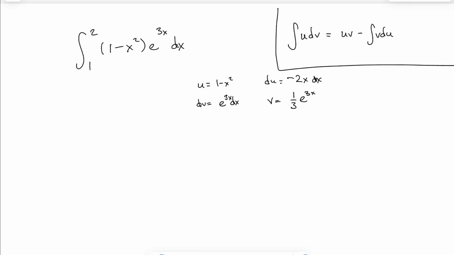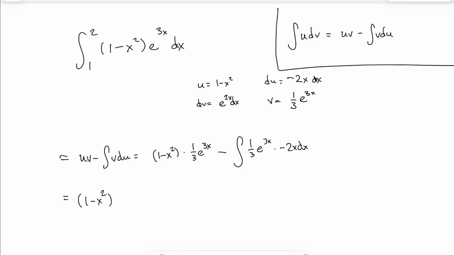So here I go, uv minus the integral of v du. I write 1 minus x squared, that's the u, times v, which is 1/3 e to the 3x, minus the integral of v, 1/3 e to the 3x, times du, which is negative 2x dx. Simplify a little bit, I could pull out negative 2/3, and we'll make that a plus. What remains will be x times e to the 3x, and that's what I'm going to do parts on again. So it's 1 minus x squared times 1/3 e to the 3x, plus 2/3 times the integral of x e to the 3x.